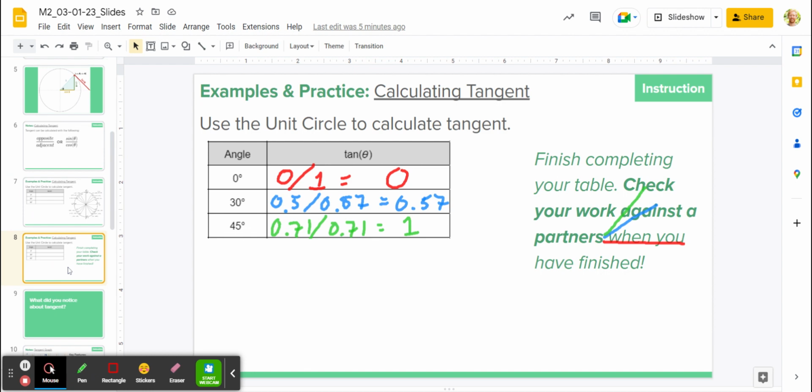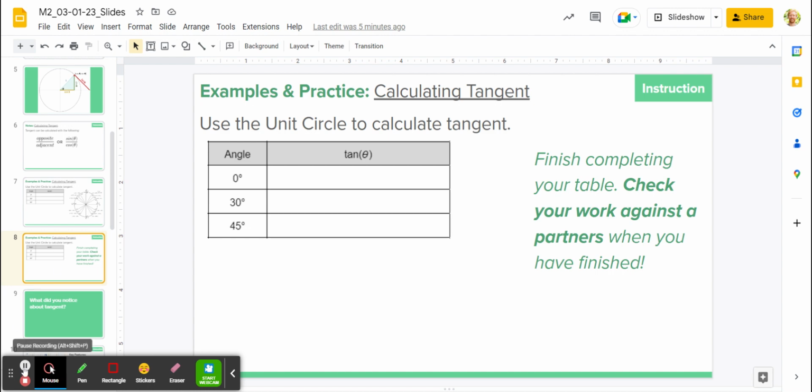So continue using your unit circle to finish completing that table. We should have all 360 degrees done. Go ahead and pause your screen until you are finished there.